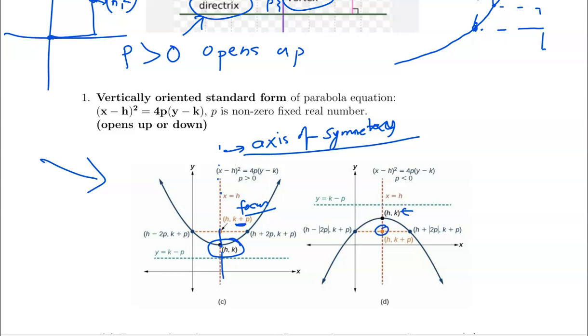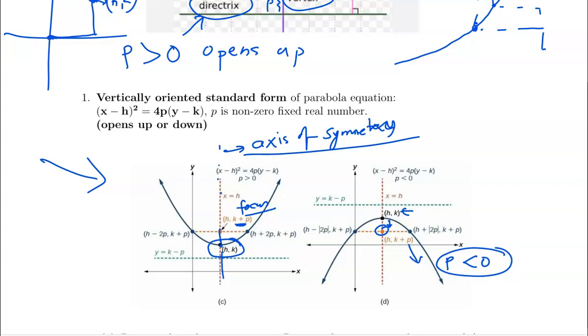HK is this one. So K, now P units down, this is K plus P. All right. So remember that in this case your P is negative, less than 0. So that's why it's plus P there, right?